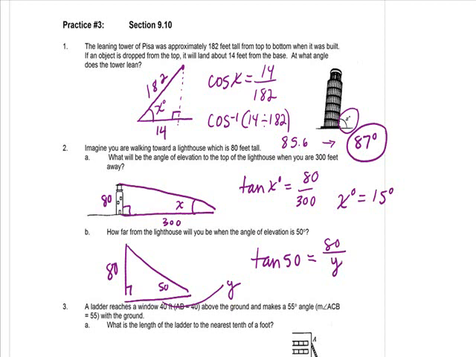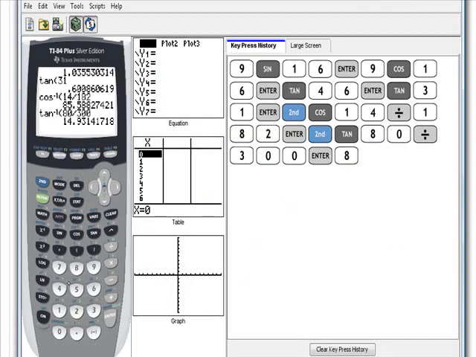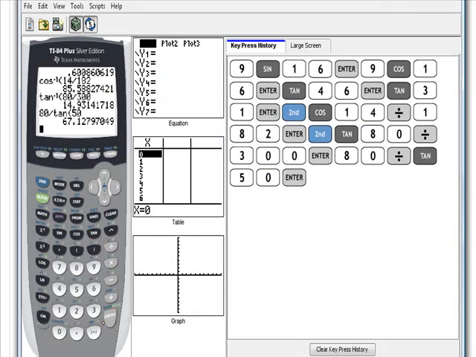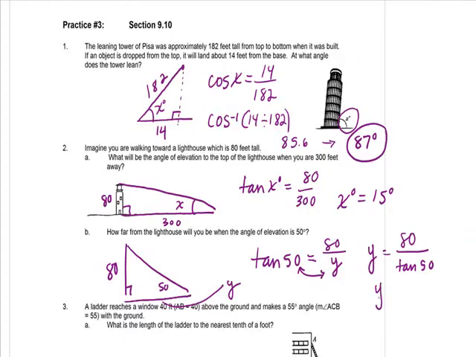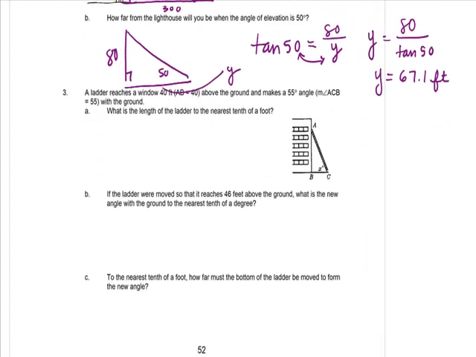Then we get to do our handy dandy exchange. Our exchange, we switch those two. So we get y is 80 divided by the tan of 50. Now I'll go to my calculator. 80 divided by tan 50, and I get 67.1. And it says, looks like we're in feet. Alright, and it looks like our last setup here.